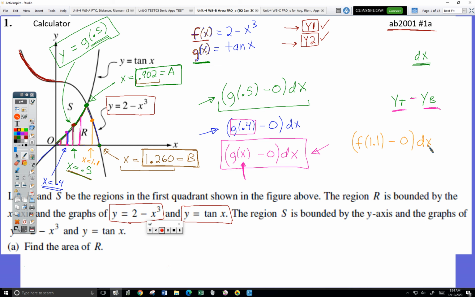So, hands up. What's the general formula for finding the area of any of the rectangles over here, like that orange one or that green one? What's the general formula? Jack. f of x minus 0 times dx. Okay, I've made a big deal of emphasizing the minus 0.